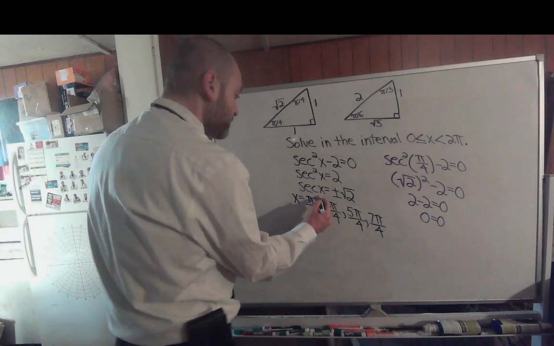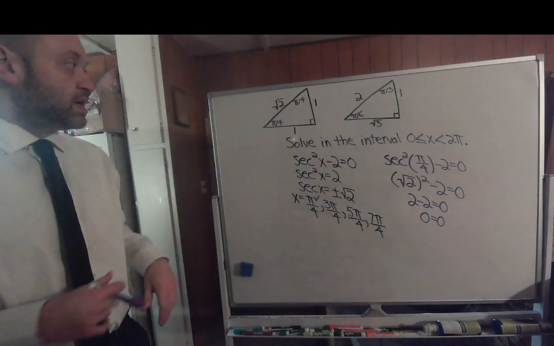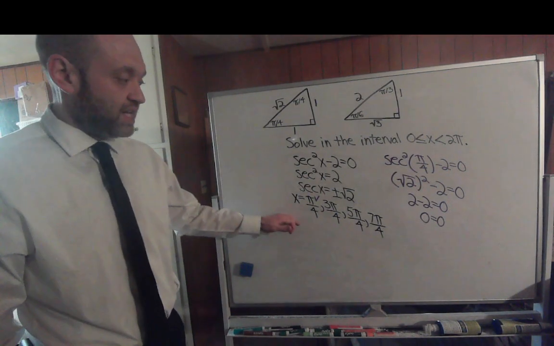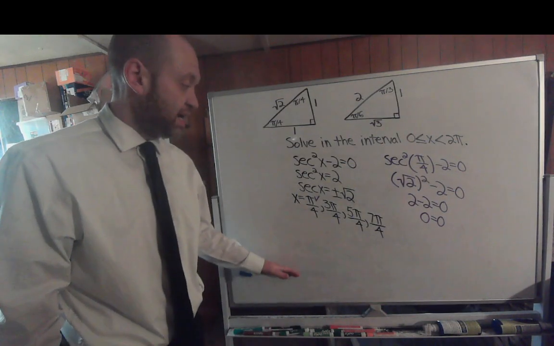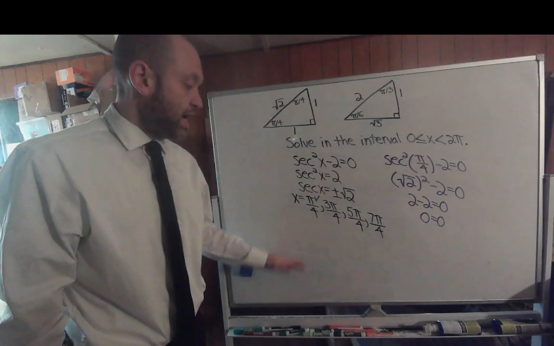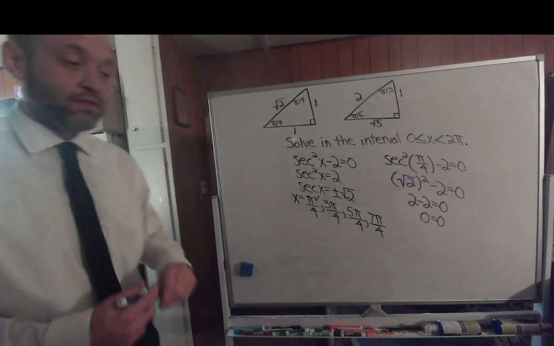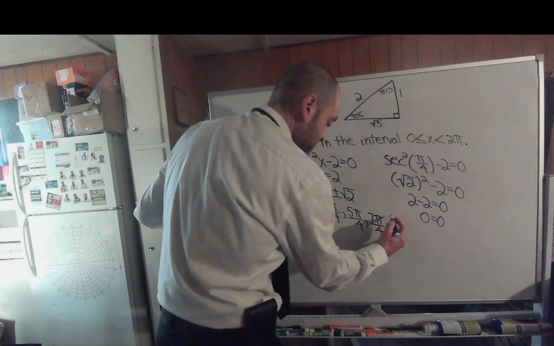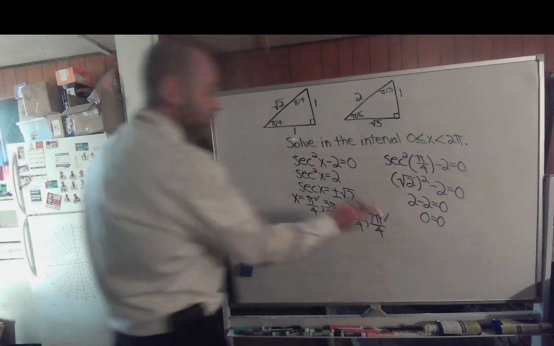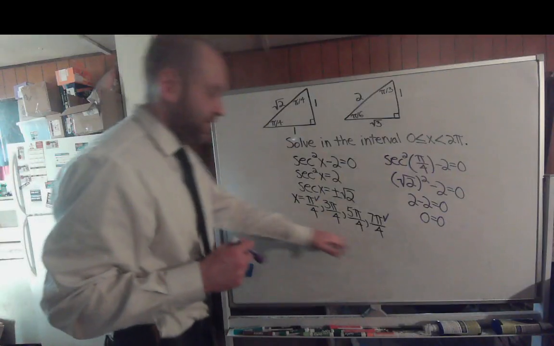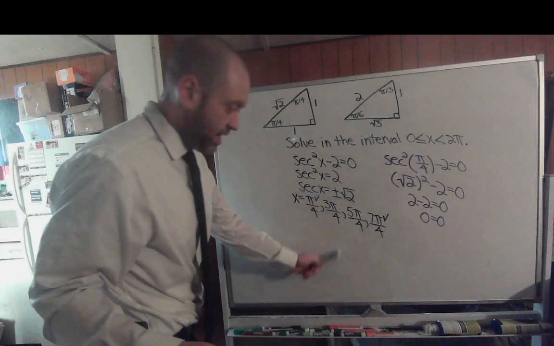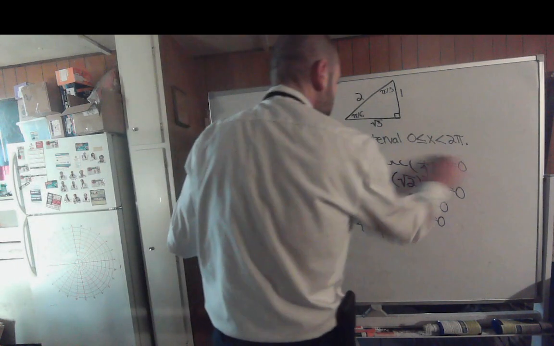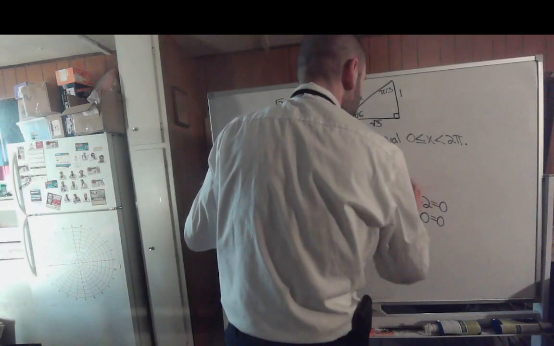So pi over 4 works because that's a positive secant, and the secant is also positive again at 7 pi over 4. Since your cosine's positive at 7 pi over 4, so will your secant be. So we verified 2 solutions right there. Now let's verify 3 pi over 4 and 5 pi over 4. We still have to do that yet.